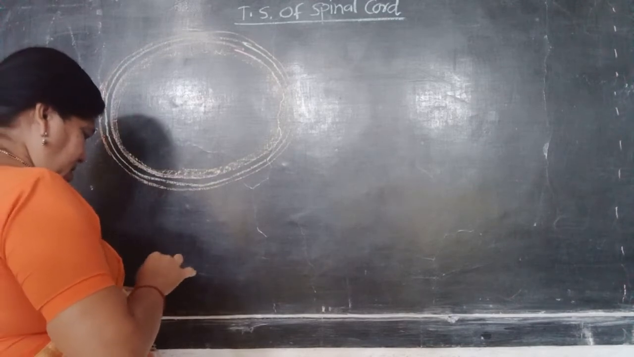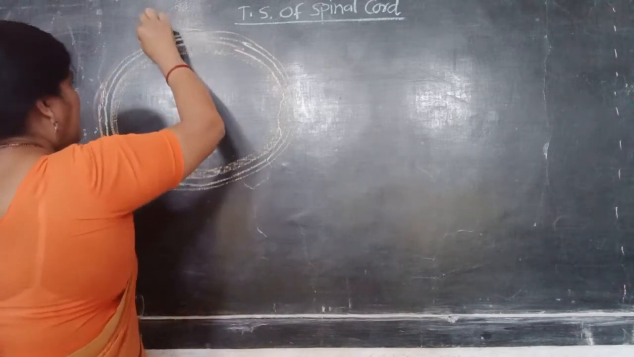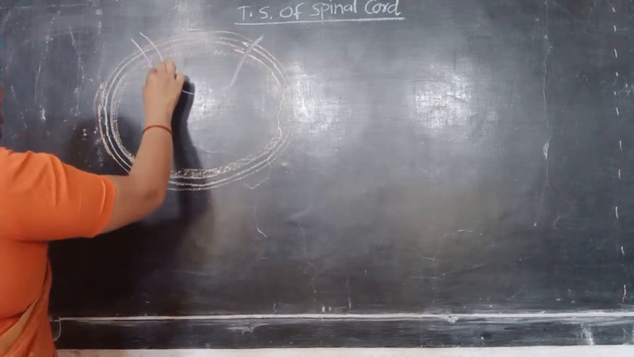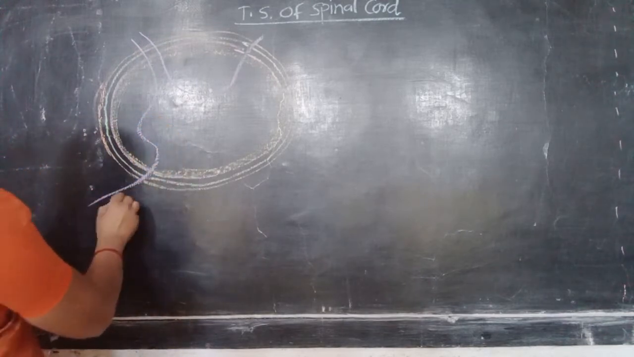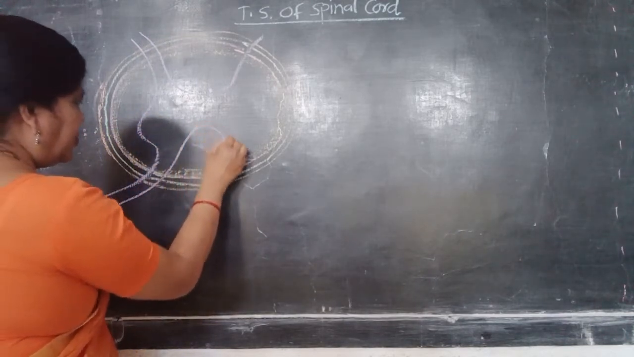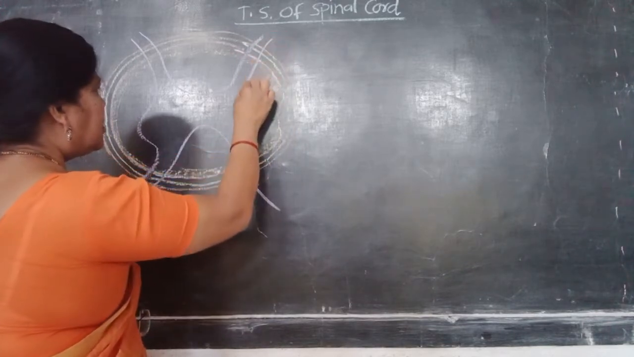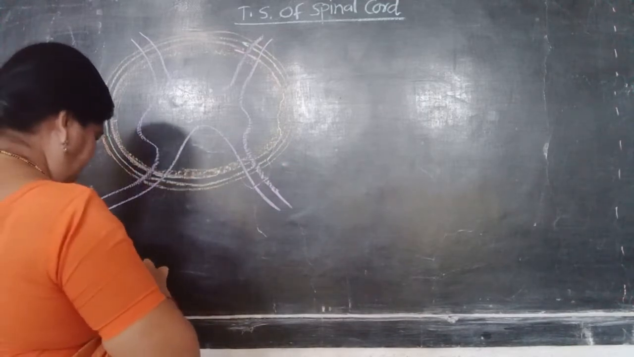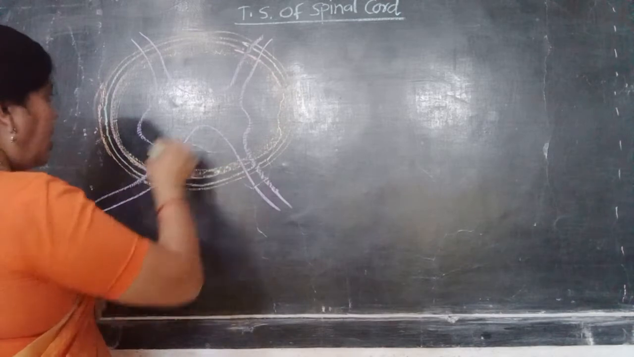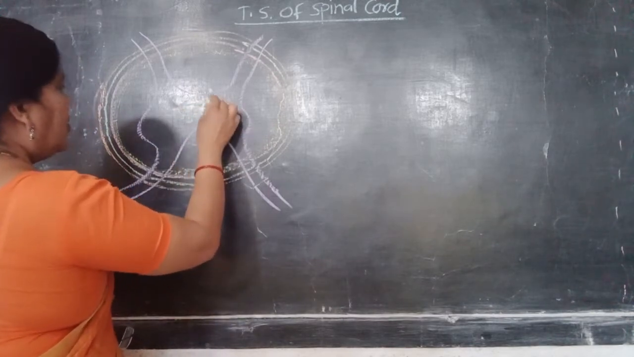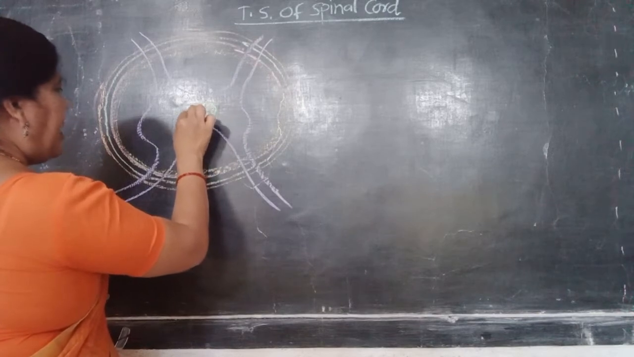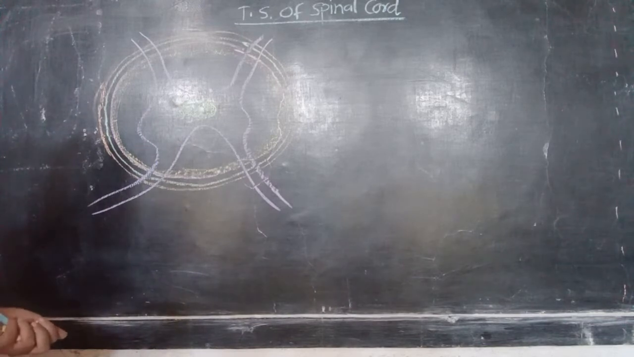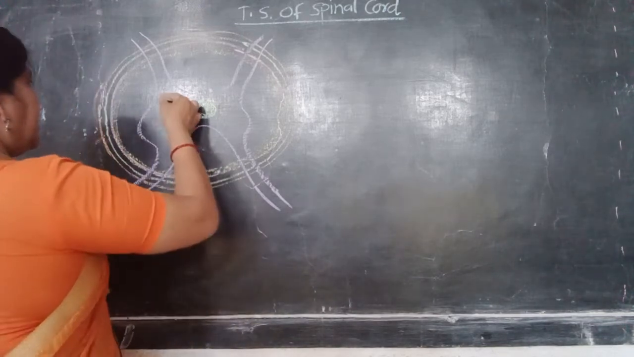And this is gray matter. So gray matter is present inside and white matter is present outside. Gray matter is H shaped. And at the center of the spinal cord, the central canal is present. This is the central canal, which is lined by ependyma cells. So these are ependyma cells, and the central canal is filled with cerebrospinal fluid.